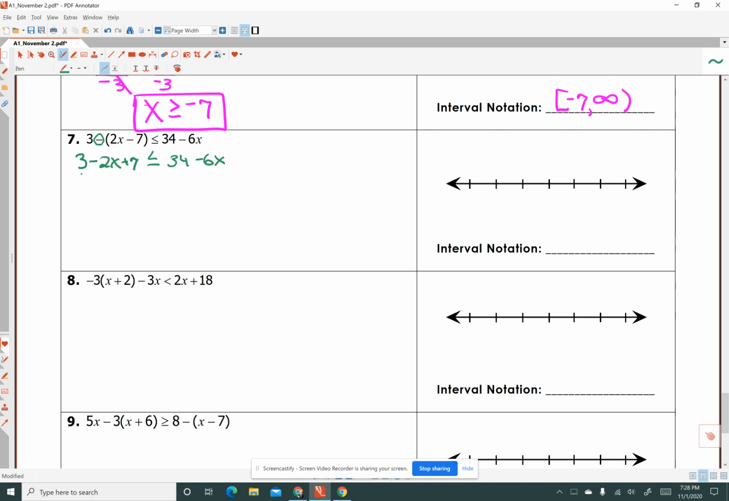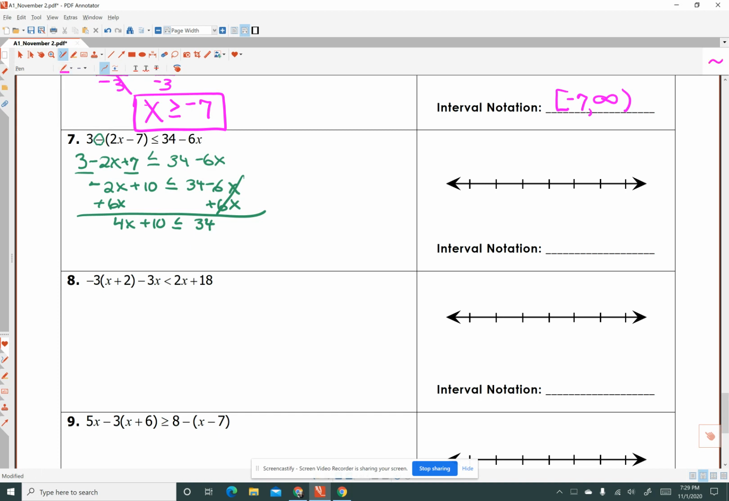I think we need to combine like terms. That would be our next thing. 7 plus 3 is 10, so we have negative 2x plus 10 is less than or equal to 34 minus 6x. And I'm going to add 6x to both sides, which will give me negative 2 plus 6 is positive 4x, plus 10 is less than or equal to 34.